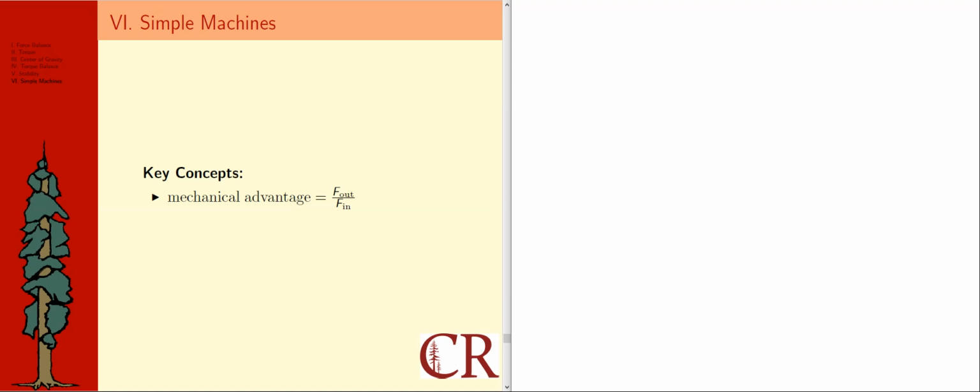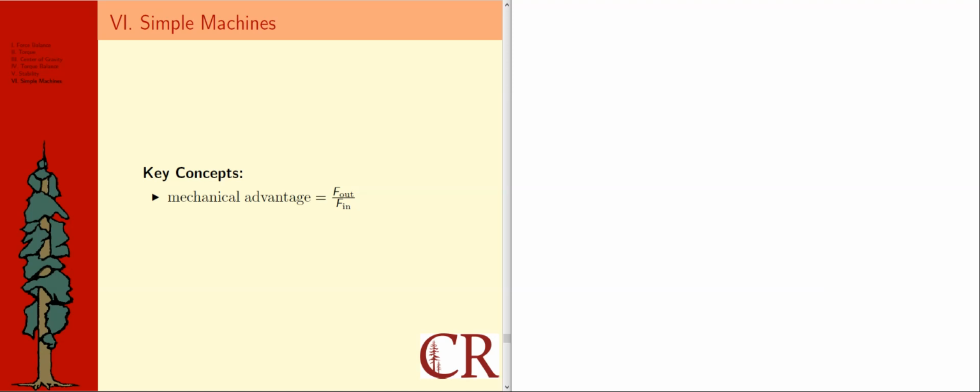Our final topic is simple machines. Now, the basic idea behind a simple machine is you put in some force and you get out a larger force. And so the most important characteristic in that sense for any simple machine is its mechanical advantage, which is defined to be the ratio of that output force to input force.